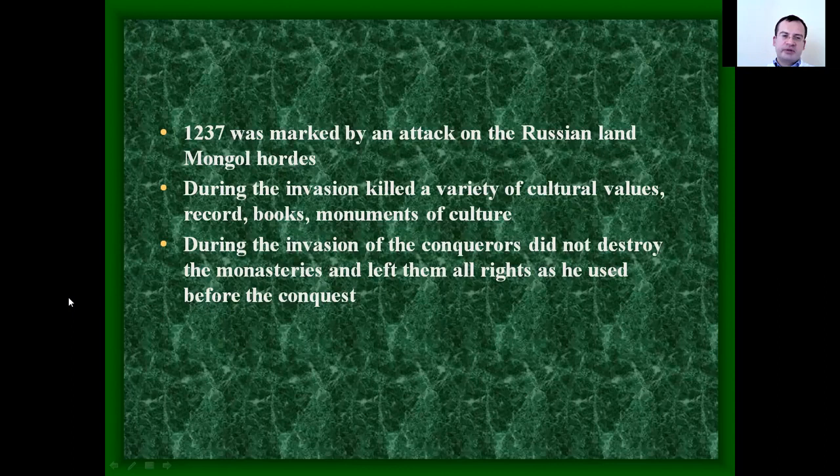The year 1237 was marked by an attack on the Russian land by Mongol hordes. During the invasion, a variety of cultural values, records, books, and monuments of culture were destroyed. But the conquerors did not destroy the monasteries and left them all rights as they had before the conquerors.